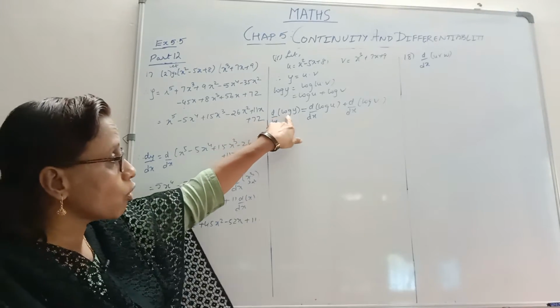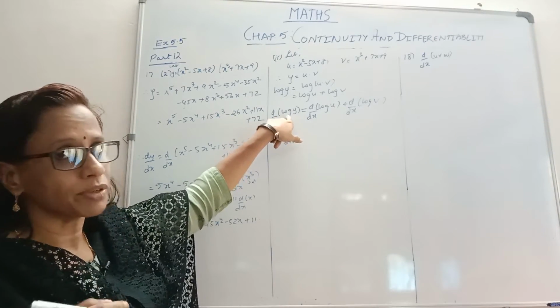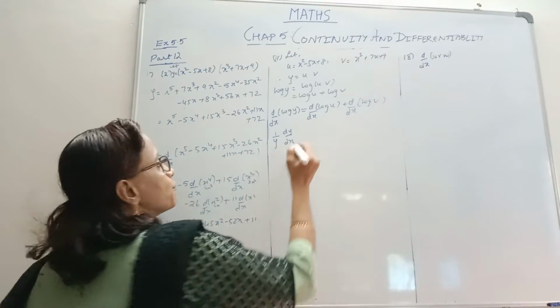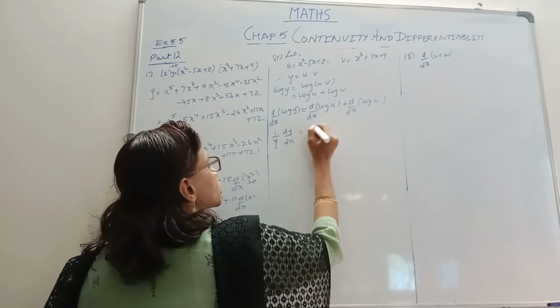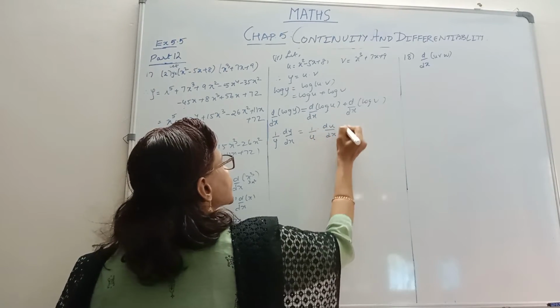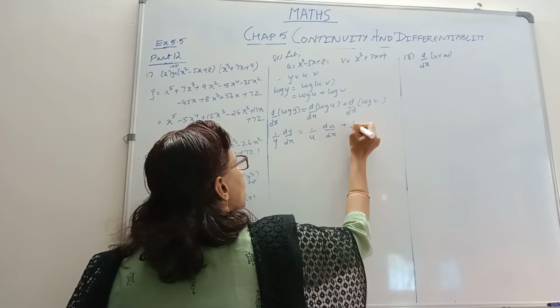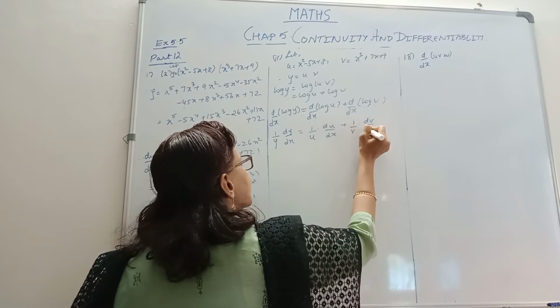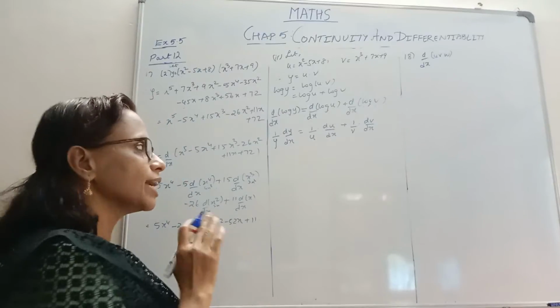Derivative of log y with respect to y is 1 by y. And because this is with respect to x, we will write dy by dx. Same way, derivative of log u with respect to u is 1 by u and du by dx. Then log v with respect to v is 1 by v and dv by dx. That is what we have been doing for so many days. So now this is fine.